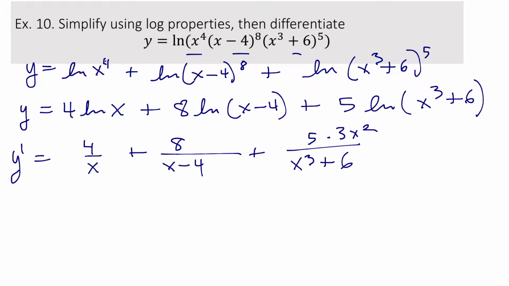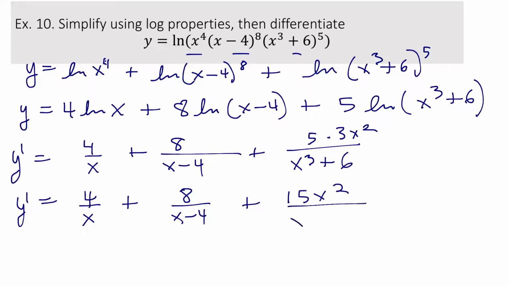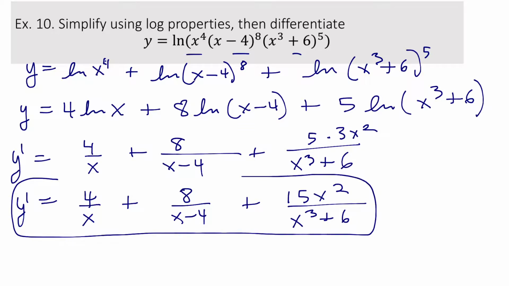All right. So now y prime is 4 over x plus 8 over x minus 4 plus 15x squared divided by x cubed plus 6. All right, so we're just going to leave it like that. We could combine that into one numerator and one denominator using our common denominator skills, but we're just going to leave it like this.